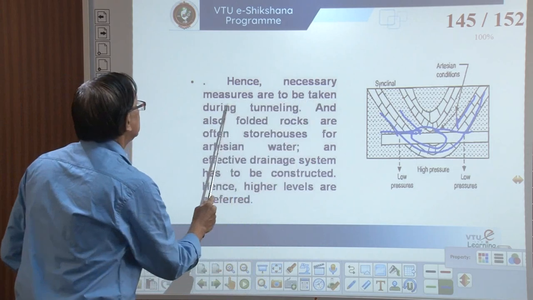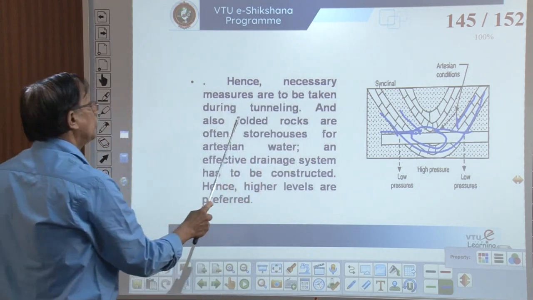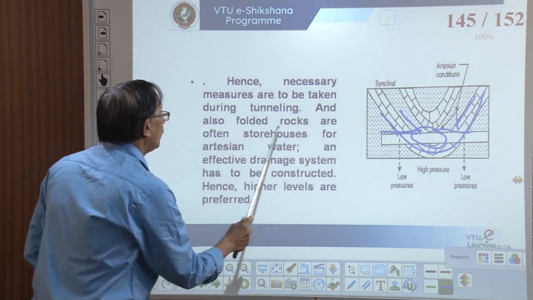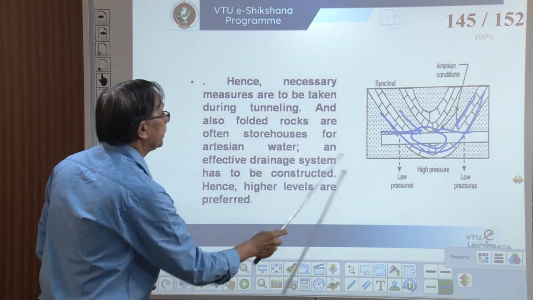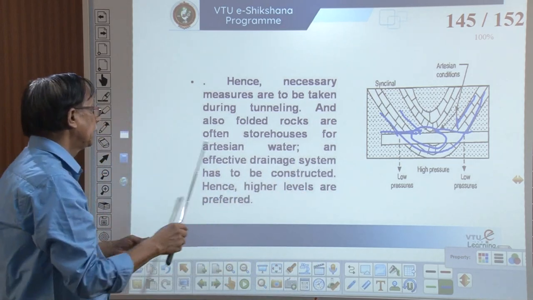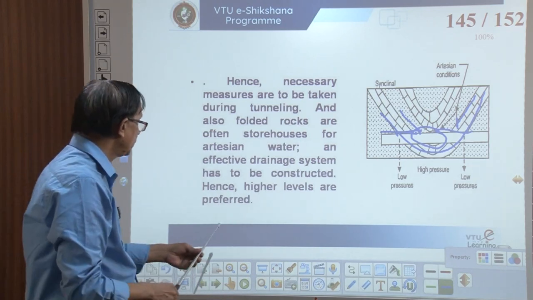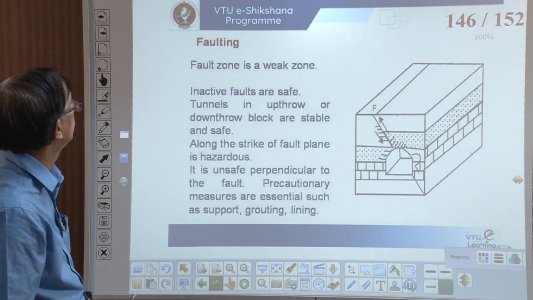Hence, necessary measures are to be taken during tunneling. Also, folded rocks are often storehouses for artesian water, as we said just now. An effective drainage system has to be adopted. All this results in an additional level of expenditure.